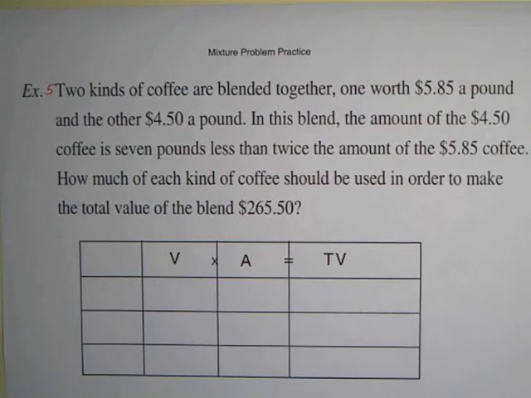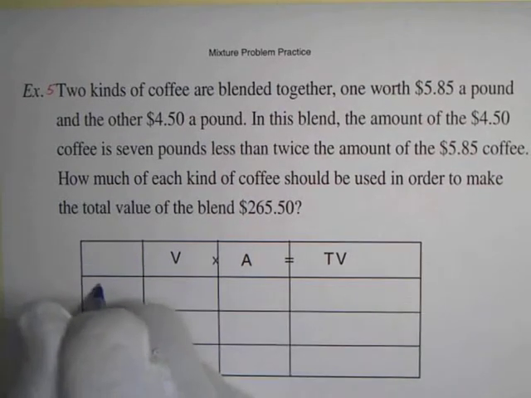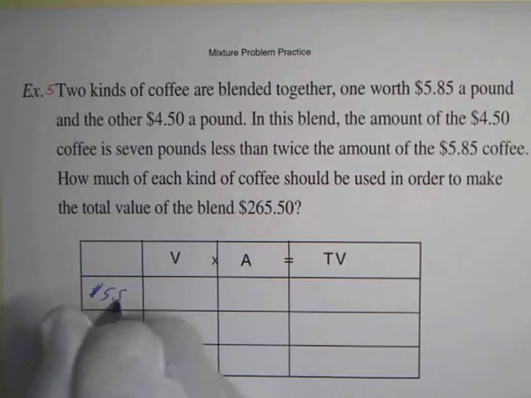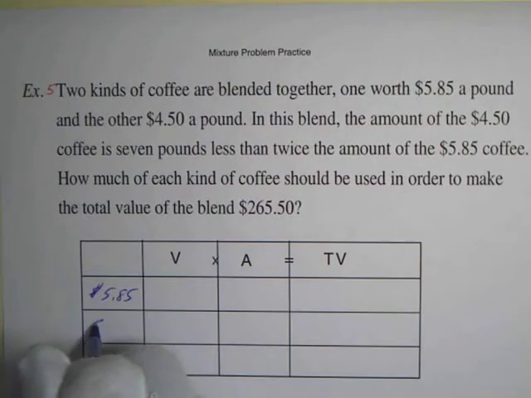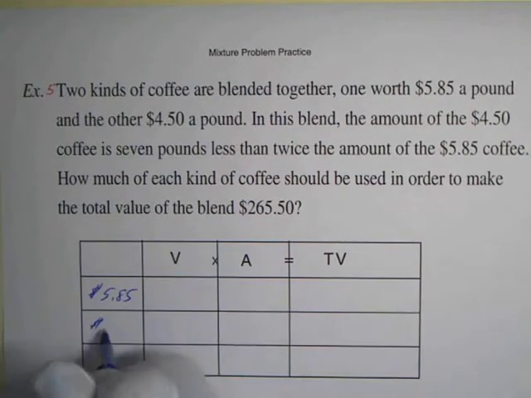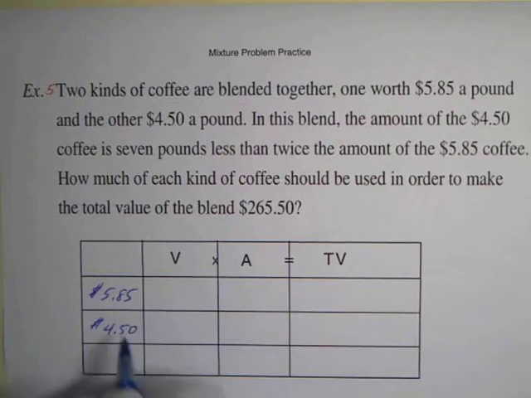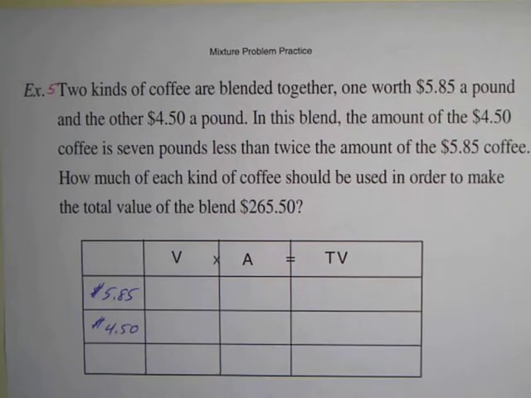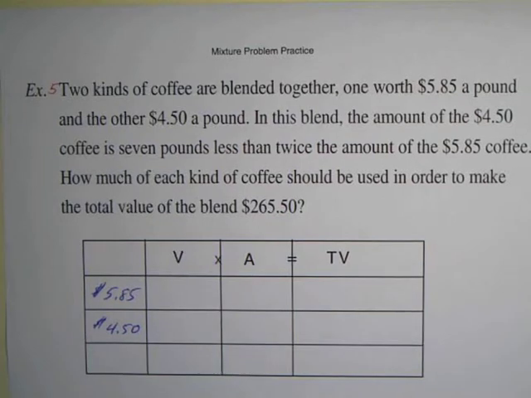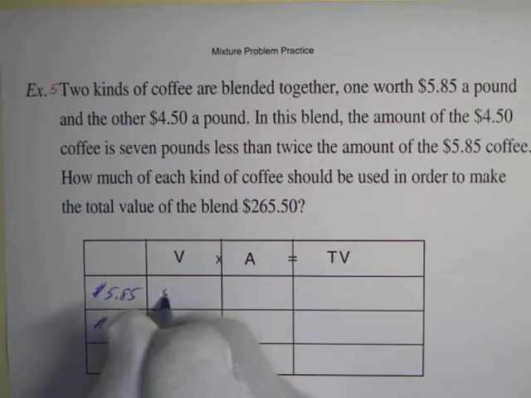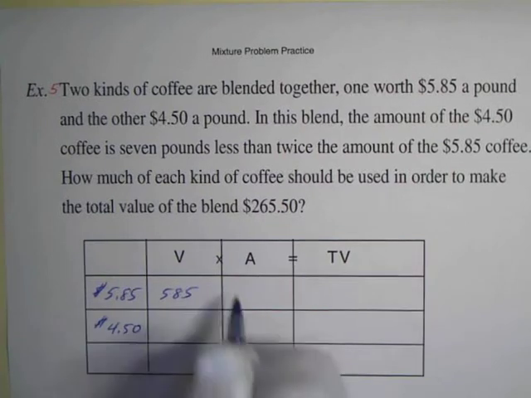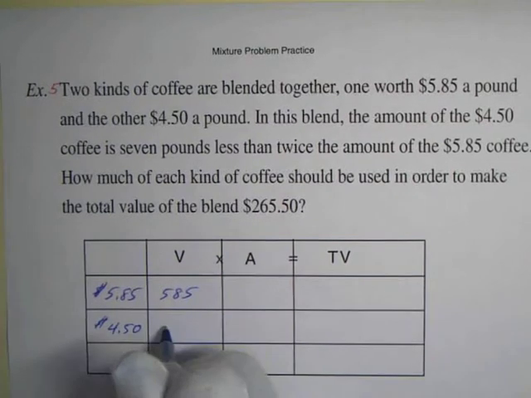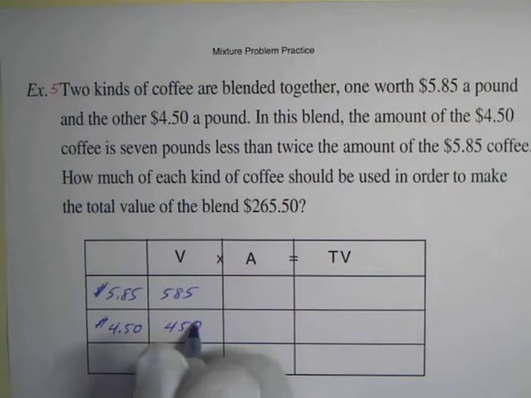So we've got two kinds of coffee. One is $5.85 a pound, so $5.85 coffee, and we've got $4.50 coffee. And sometimes we can do these all in cents, so we don't have to worry about the decimals. So we can say it's 585 cents, and $4.50 would be 450 cents.